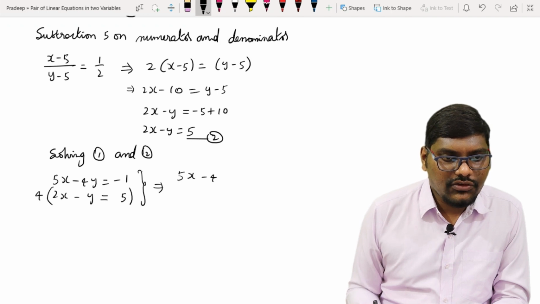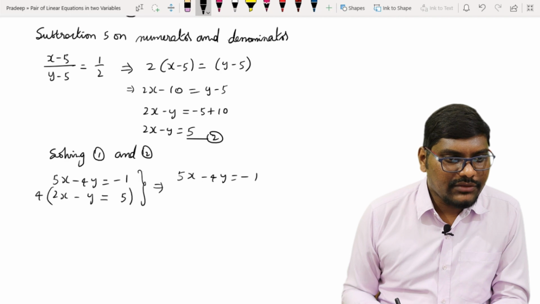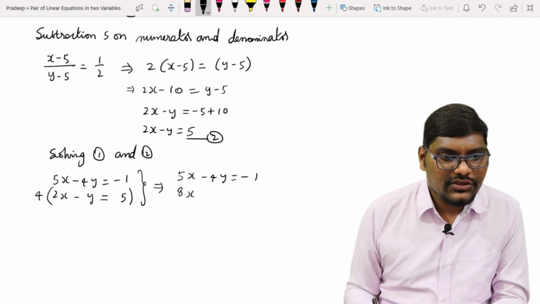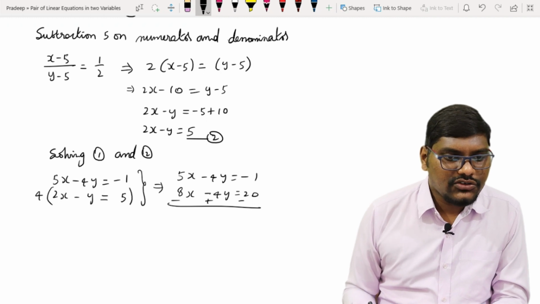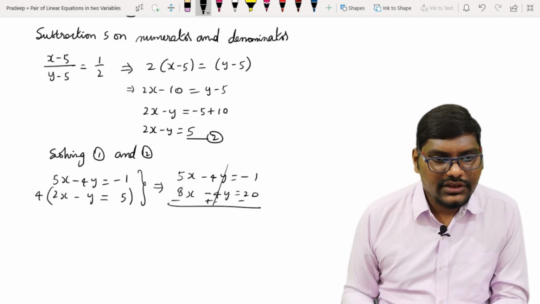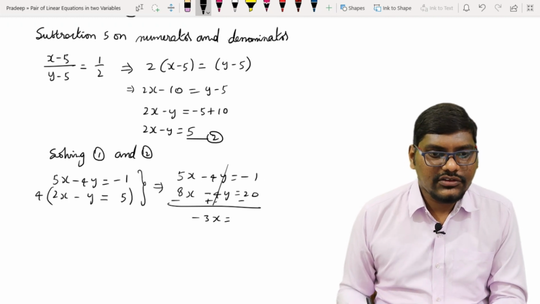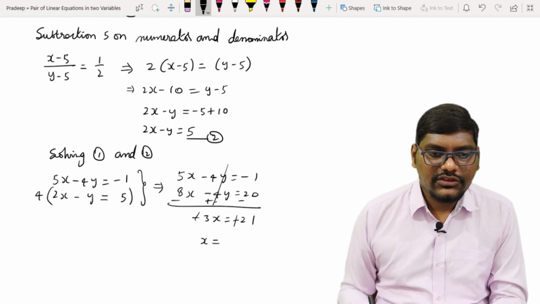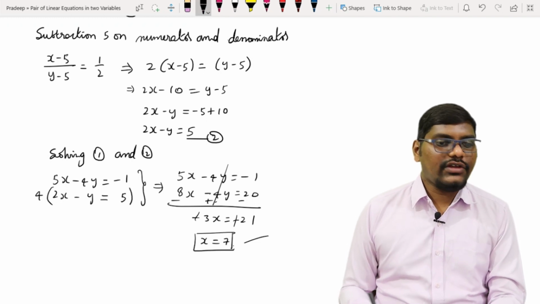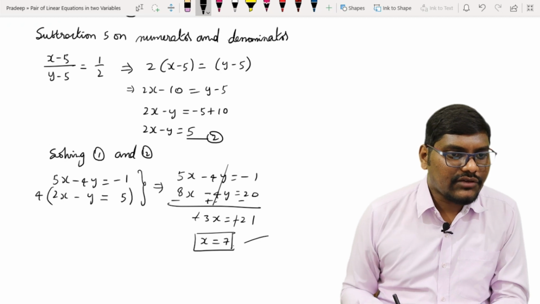We have 5x minus 4y equal to minus 1. When I multiply the second equation by 4, it is 8x minus 4y equal to 20. If I change the signs, the 4y terms both get cancelled. So this is minus 3x equal to minus 20 minus 1, which is minus 21. The minus signs cancel, and 3 sevens are 21, so x equals 7.